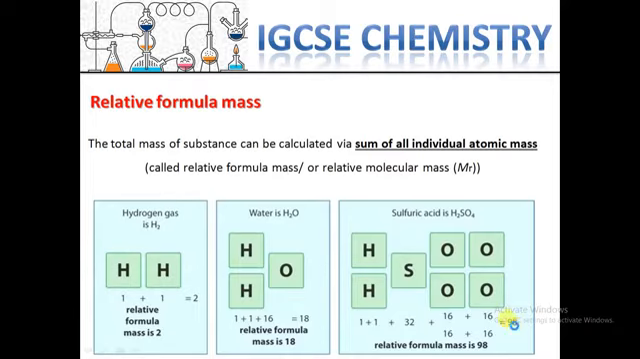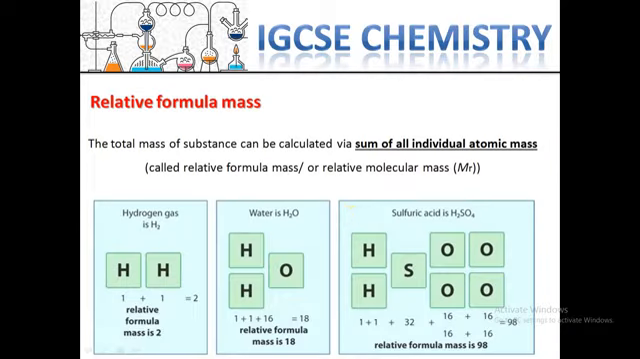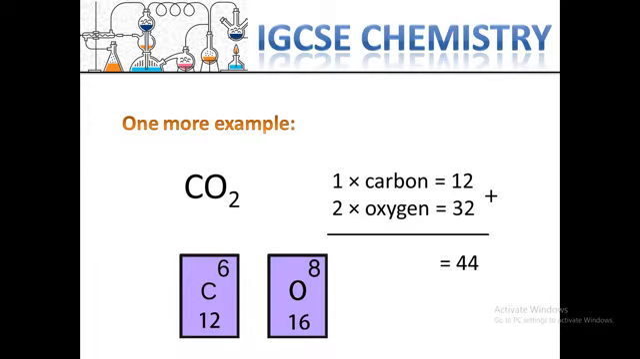As you refer to the table here, sulfur is 32, oxygen is 16, carbon is 12, and hydrogen is 1. This table is available in your book, and you can refer to it. These are the most important atomic masses. One more example is carbon dioxide.